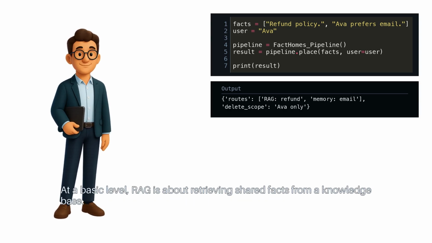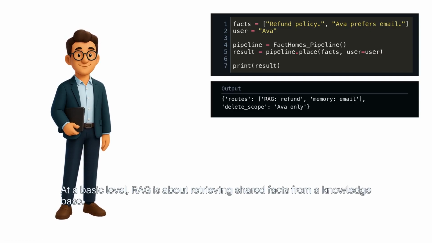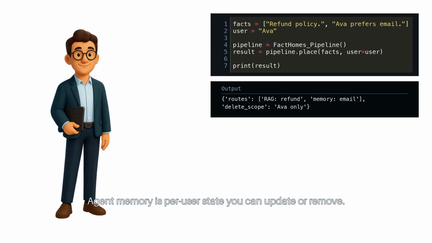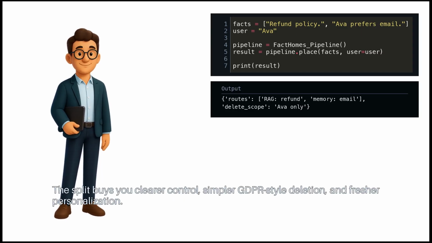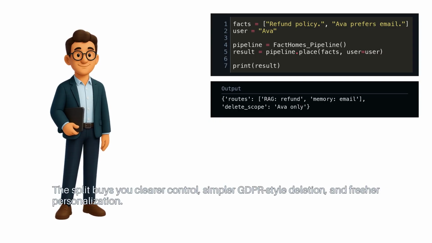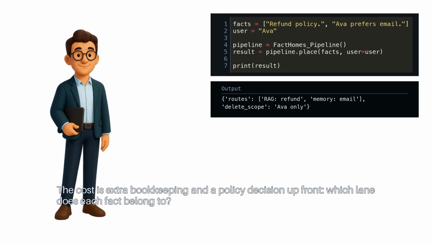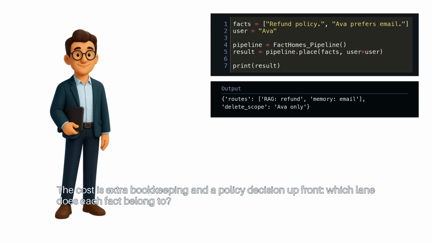At a basic level, RAG is about retrieving shared facts from a knowledge base. Agent memory is per user state you can update or remove. The split buys you clearer control, simpler GDPR-style deletion, and fresher personalization. The cost is extra bookkeeping and a policy decision up front. Which lane does each fact belong to?